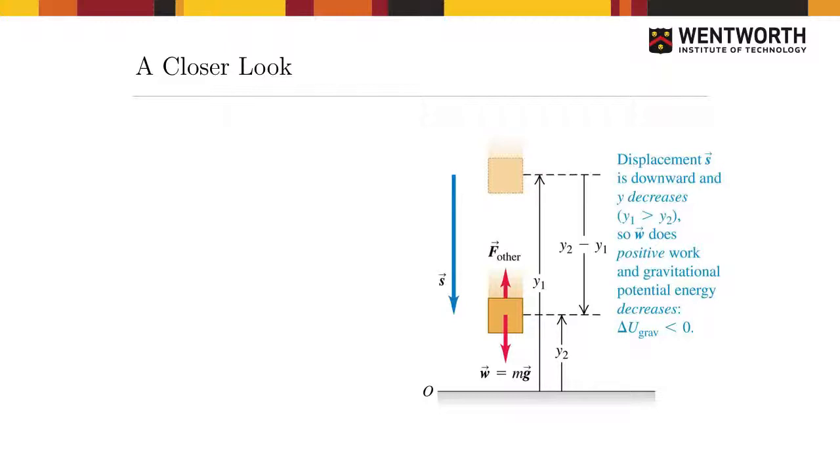Let's take a closer look at the conservative case and put some equations to it. The work done on the box on the way down can be calculated using our definition for work: the magnitude of the weight times the magnitude of the displacement times the cosine of the angle between the weight and displacement vectors.